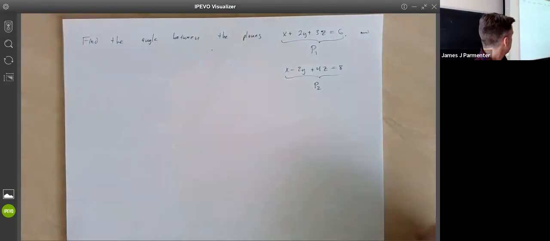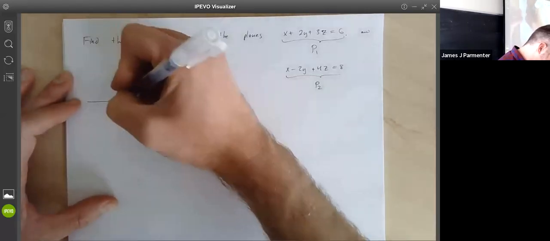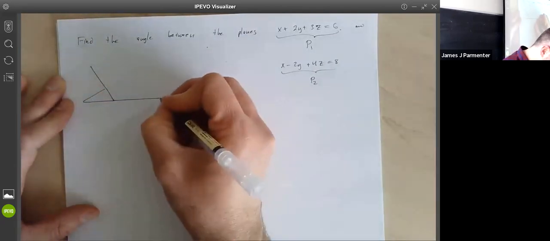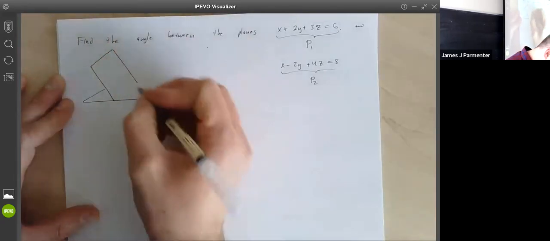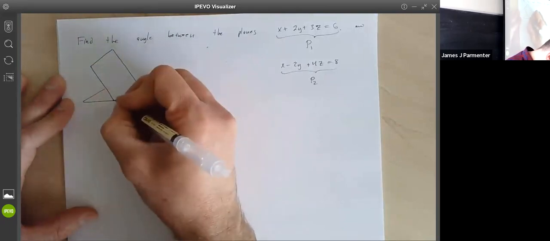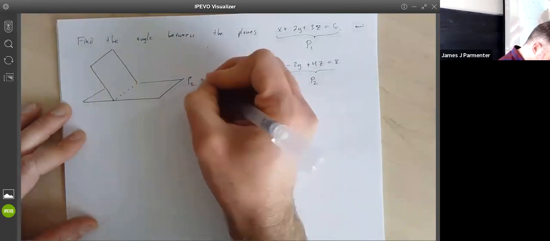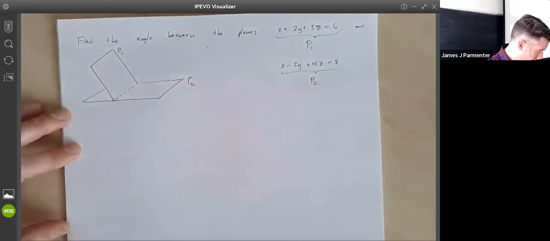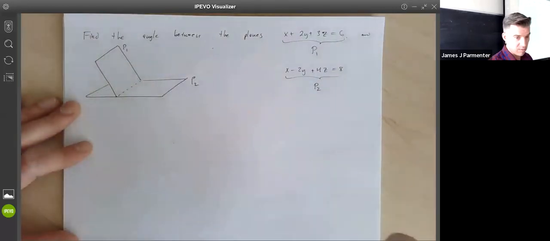All right, so here's the idea. We've got two planes, and I'm going to try and draw them. So here are our two planes, plane 2 and plane 1, and there's some angle between them. Actually, I should point out there are two angles between them, unless they meet at a right angle.